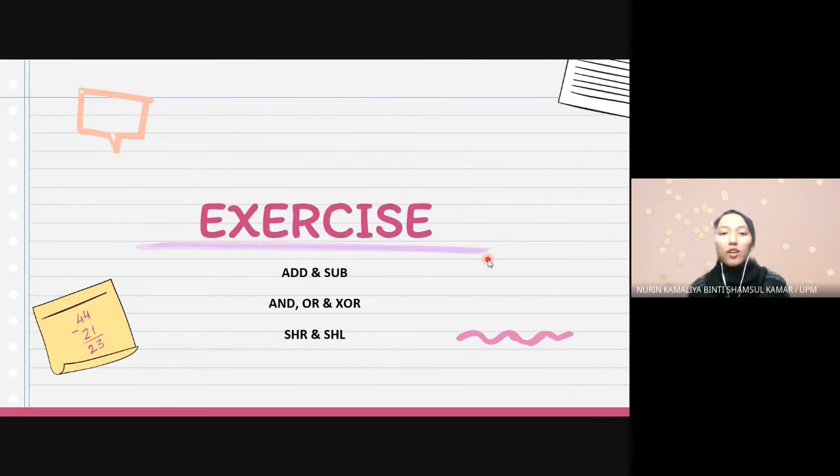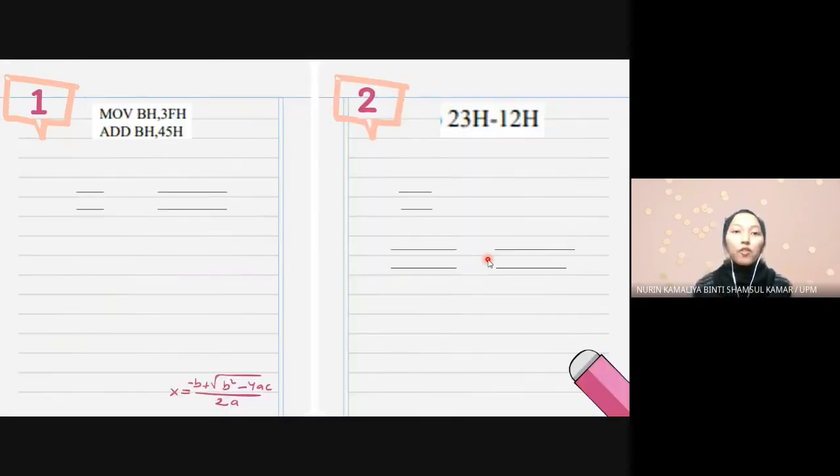Alright guys, we almost come to the end. So let's do some exercises to help you understand the instructions better. For question 1, they give you BH = 3FH and ADD BH, 45H, which means the value of BH is 3F. So the instruction wants you to add 3F with 45. I give you 30 seconds to complete the question.